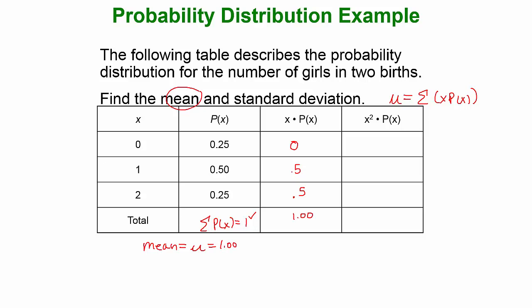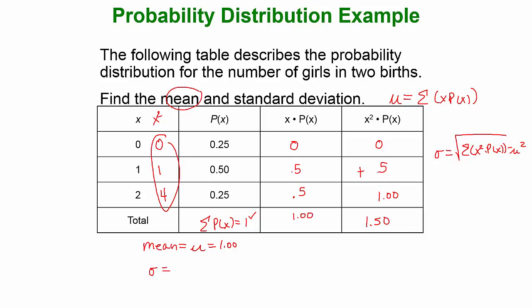The standard deviation formula is the square root of the sum of x squared times p of x, minus the square of the mean. So I need to first determine the x squared times p of x answers. 0 squared is 0, 1 times 1 is 1, and 2 times 2 is 4. Now I'm going to multiply these numbers by the probabilities. 0 times 0.25 is 0, 1 times 0.5 is 0.5, and 4 times 0.25 is 1. When I add that column together, I get 1.50.